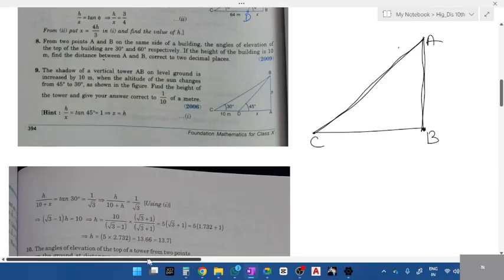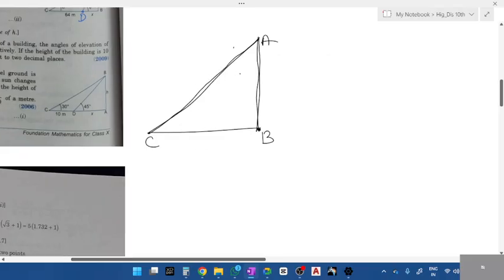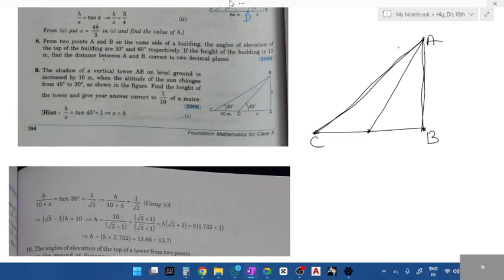See, from 2 points A and B on the same side of the building. What do you mean by same side? See, 2 points are given, so this triangle will be split into two parts. This is on the same side. If they tell it opposite side, which is opposite side? It would be on the right hand side. Is this clear? First point? Yes, on left hand side.